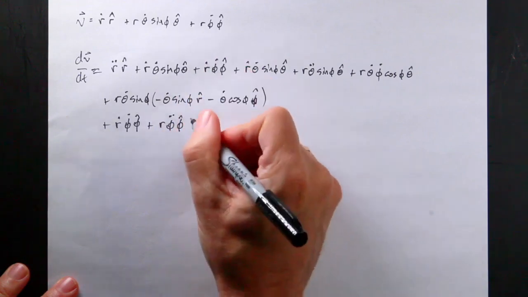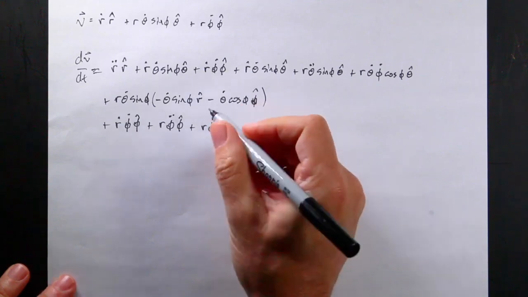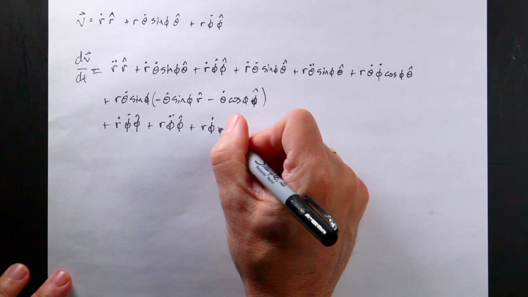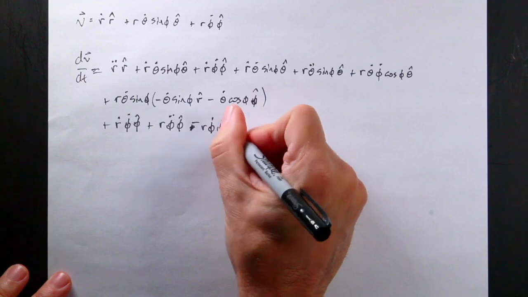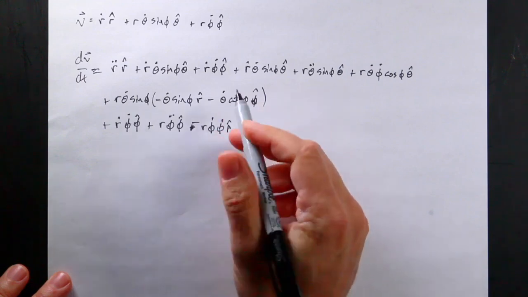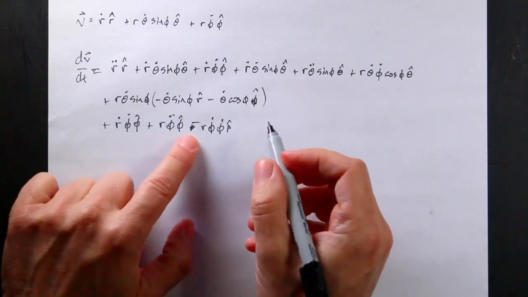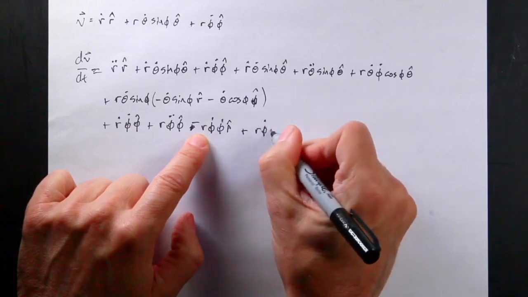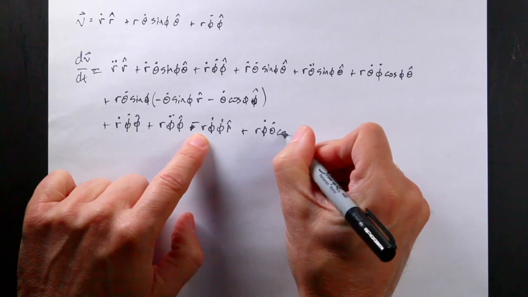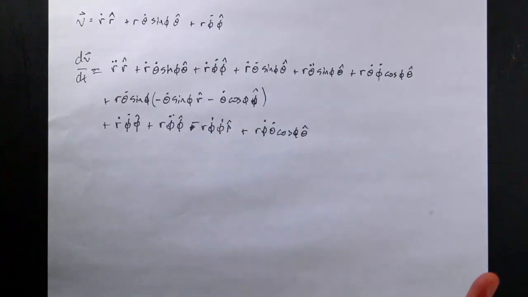And then finally I need to take the derivative of phi hat. So plus r phi dot, and the derivative of phi hat is going to be equal to, I'm going to write it out, negative phi dot r hat. And what did I have? I had plus. Yeah, plus. So then I have plus r phi dot theta dot cosine phi theta hat. Whoa. Okay, I'm done. I'm not really done. I am done. I really am done.